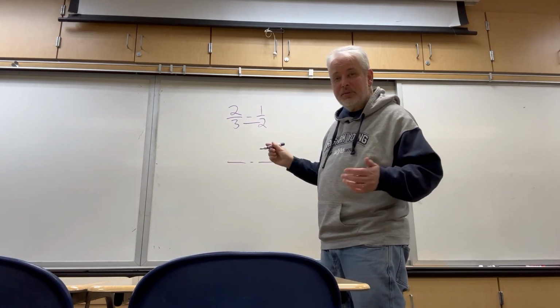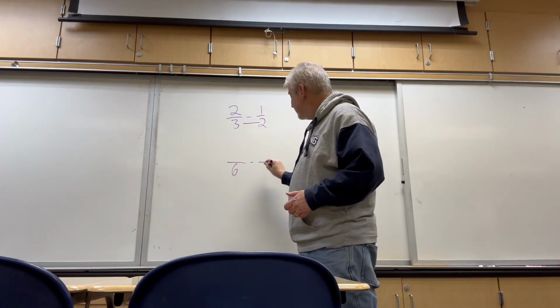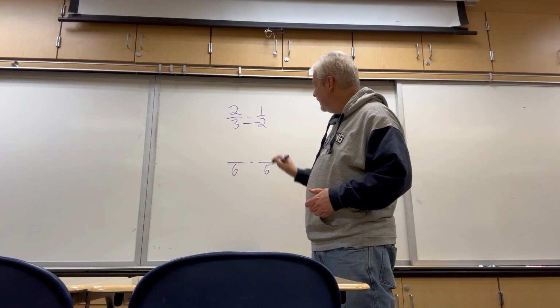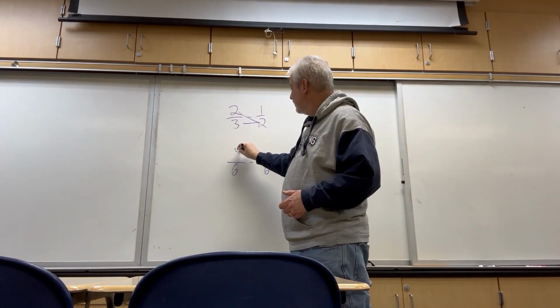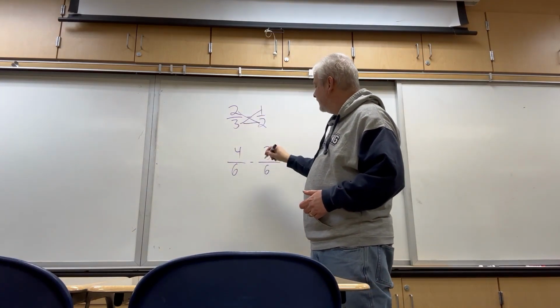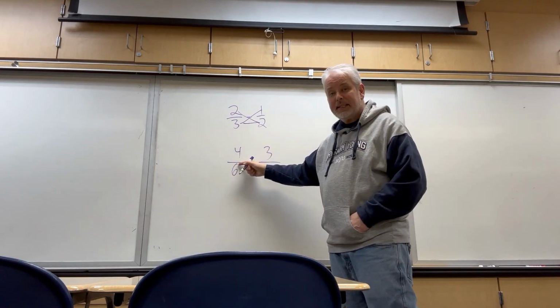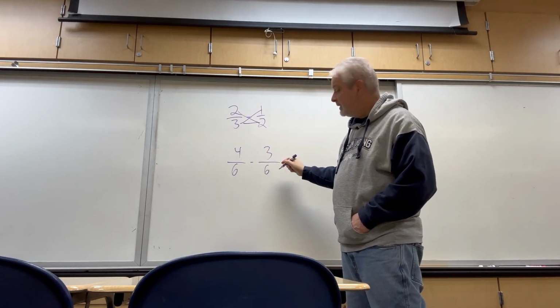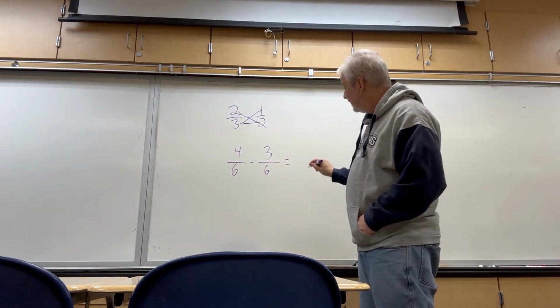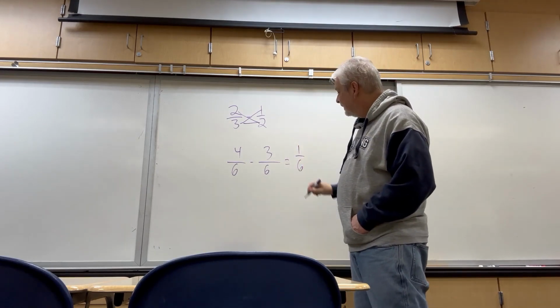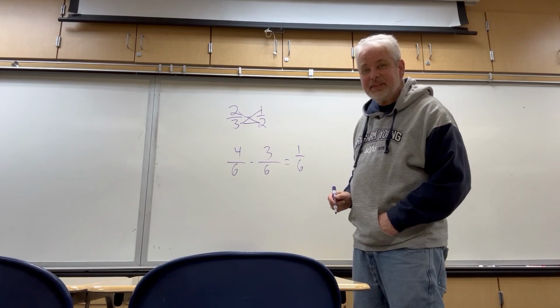3 times 2 can go in the bottom, 6 for the denominator. 2 times 2 is 4, 3 times 1 is 3. And now, with the denominators being the same, if you're talking about 4/6 and you take away 3/6, how many sixths do you have left? Well, it's 1/6. And that's basically how you do it, okay?